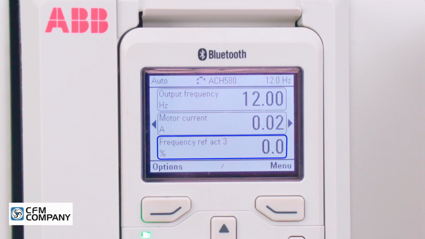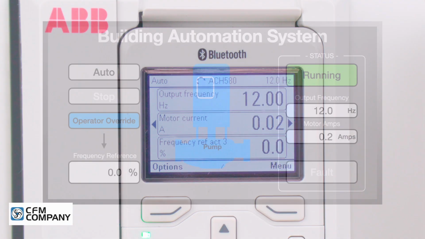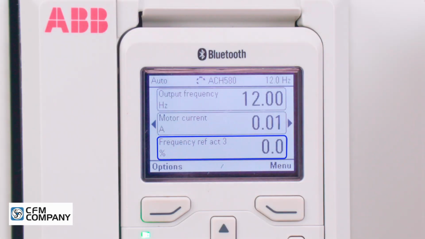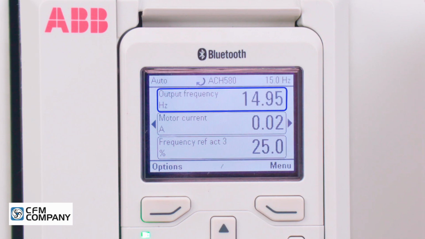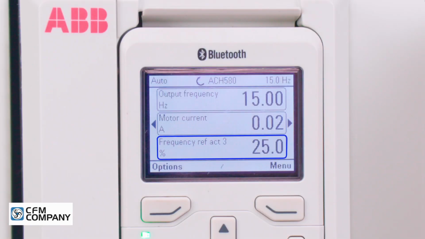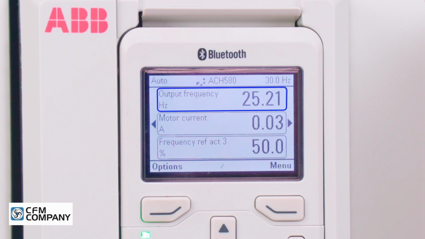The third line of the display, Frequency Ref Act 3, should read 0%. Send the drive a 25% frequency reference. The third line of the display should show 25%. The drive output frequency should increase to quarter speed. Send the drive a 50% frequency reference. The third line of the display should show 50%. The drive output frequency should increase to half speed.